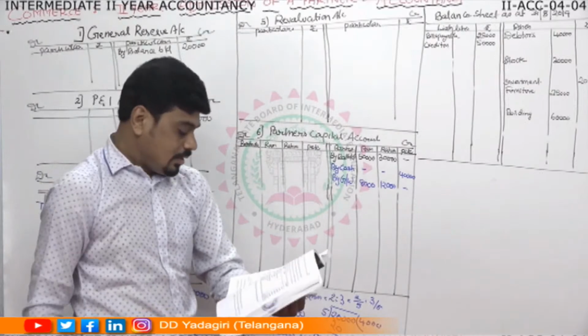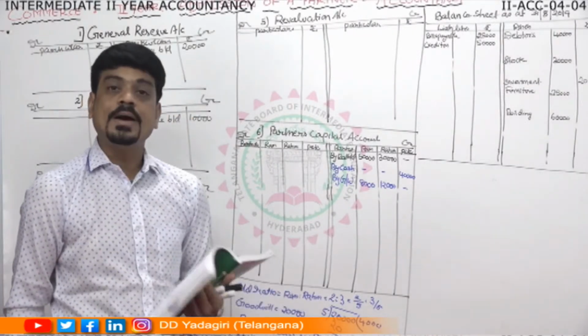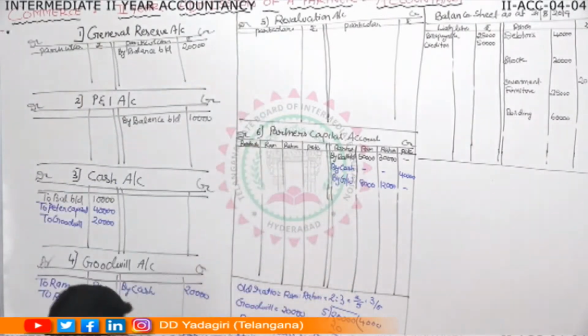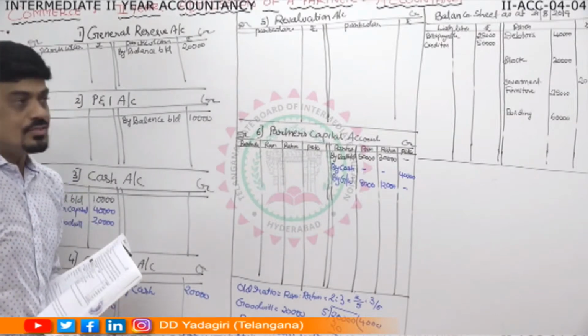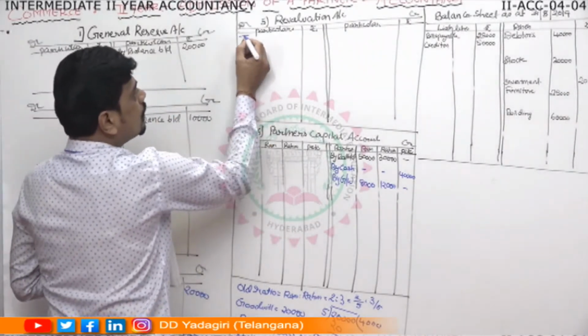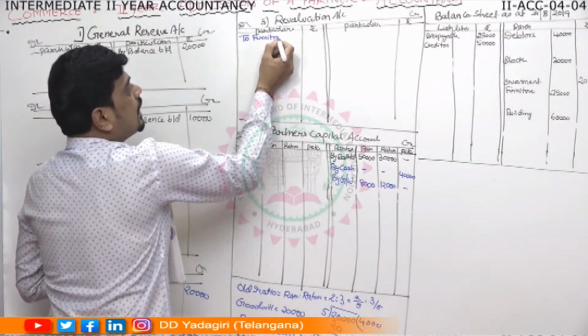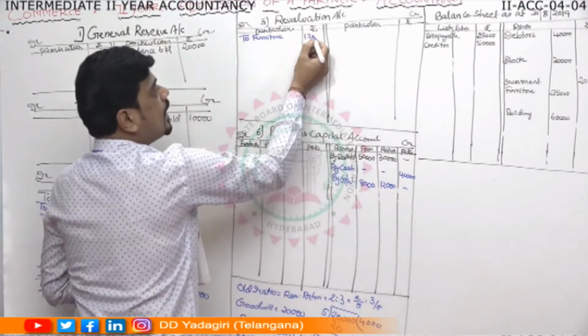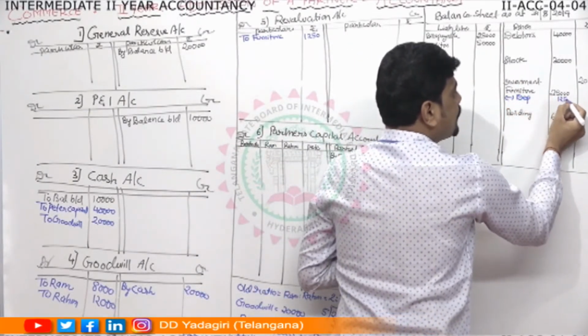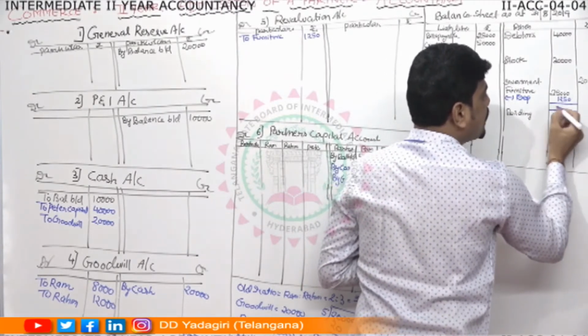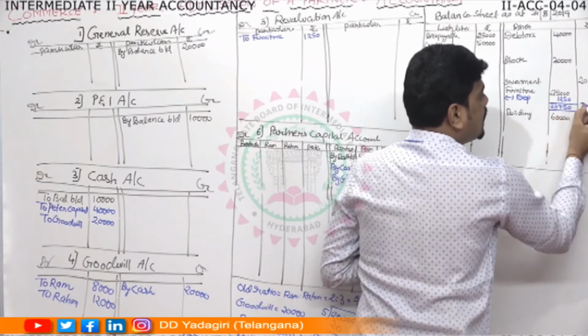Now come to the next adjustment. The next adjustment says depreciate furniture by 5%. So you can calculate here depreciation on furniture. What is the amount of furniture we have? 25,000. 5%. 5 by 100. 0 cancel. 1250. So depreciation on furniture is 1250. So first we'll go to revaluation account to furniture. Decrease in value of asset is debited to revaluation. So 1250. Second, I'll come to furniture minus depreciation 1250. If I subtract, I get 23,750.